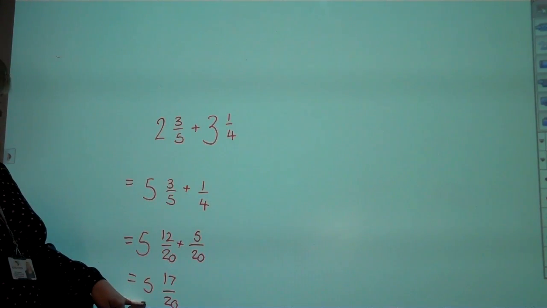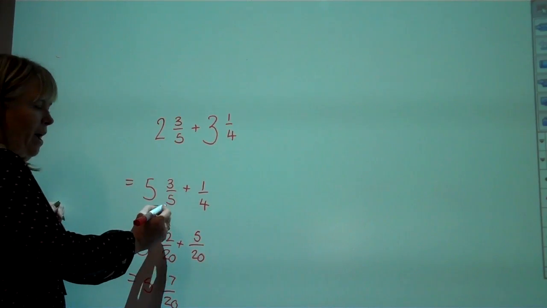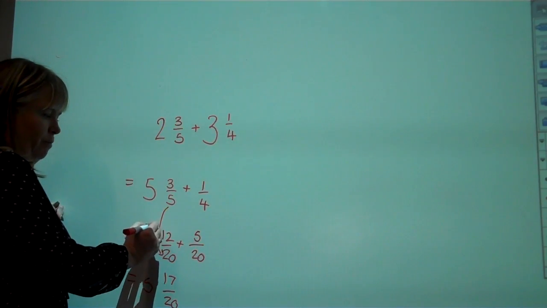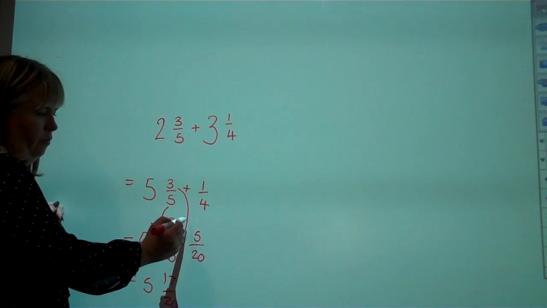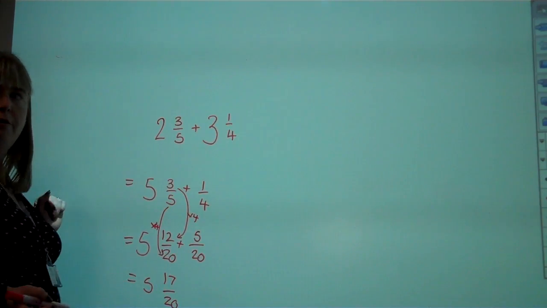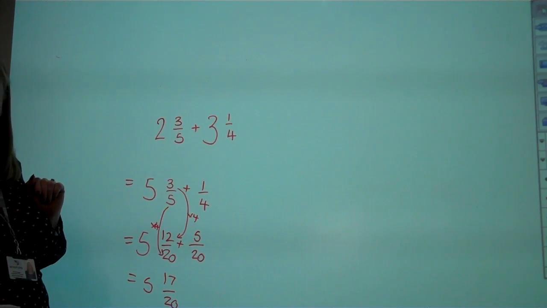Where did the 3 go? Okay, to go from 5 to 20, I multiplied by 4. So I did the same to the 3, and 3 times 4 made 12. Right, you okay with that?